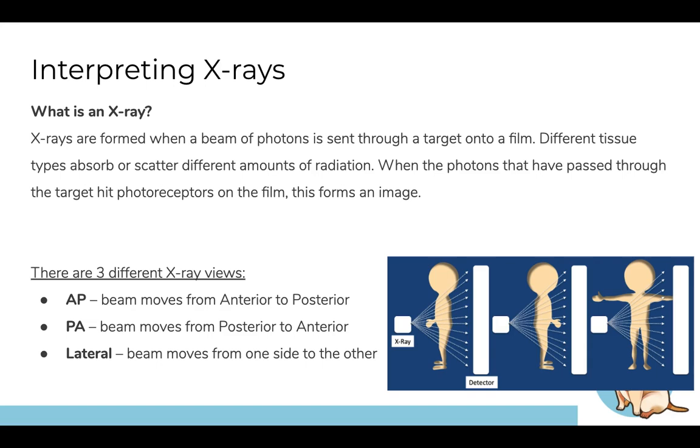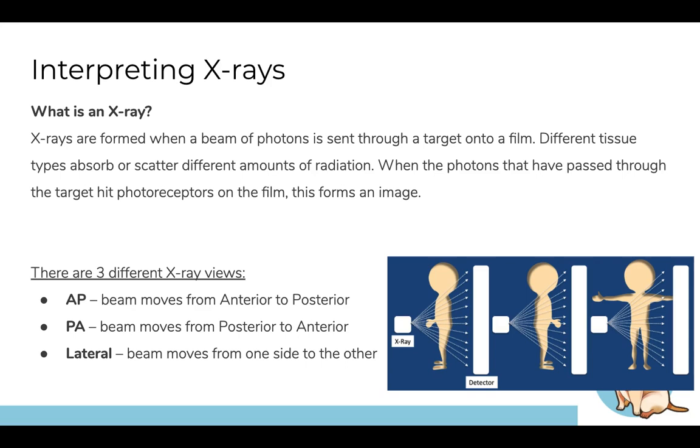The film that comes out is basically due to the photons from the X-ray going through the person and hitting the detector. If there's a lot of photons or radiation hitting the detector, it's going to come out black. And if it's being blocked by something, that's going to cause it to become white. We'll talk about this in the next slide in a bit, but basically you'll get three different X-ray views.